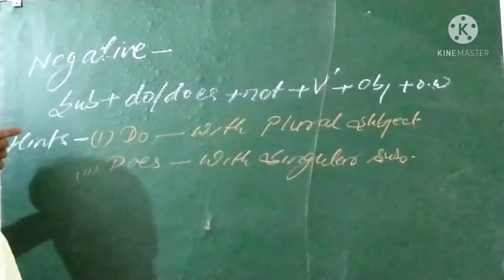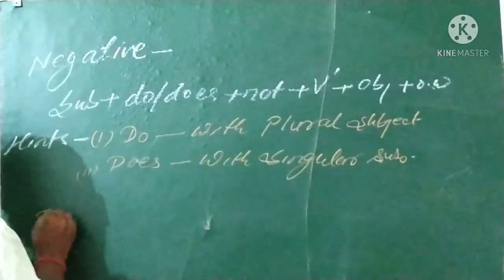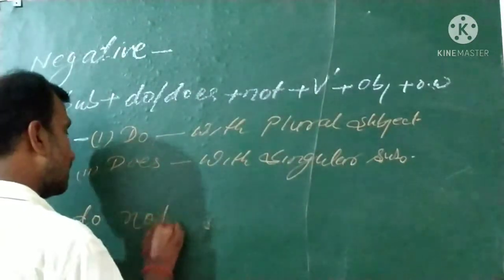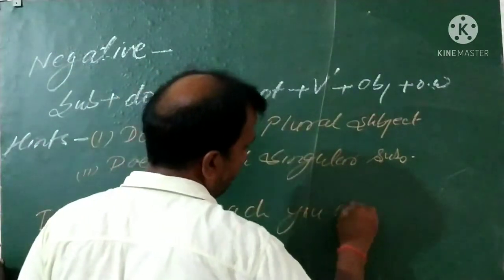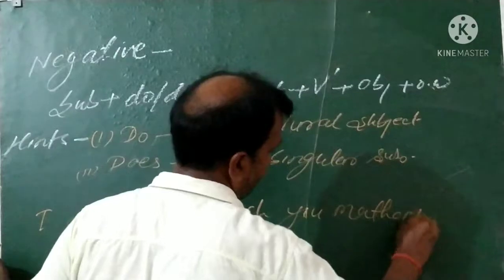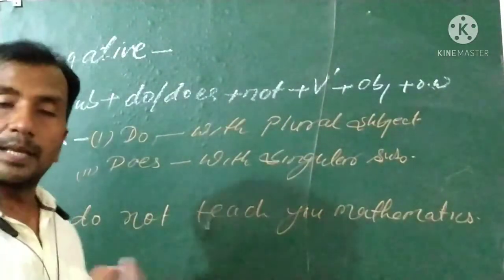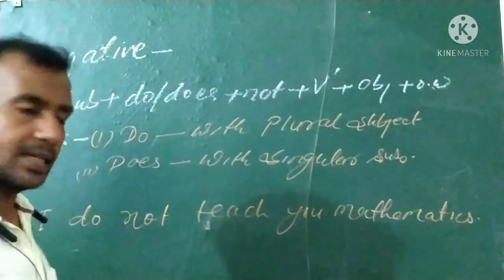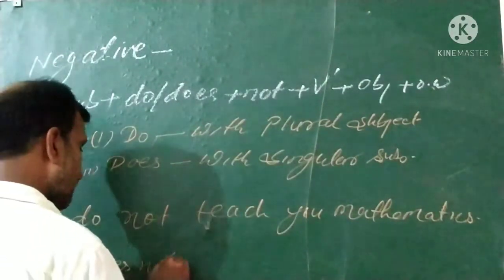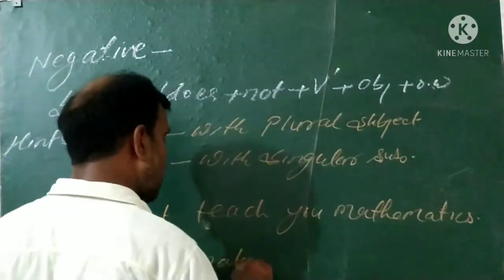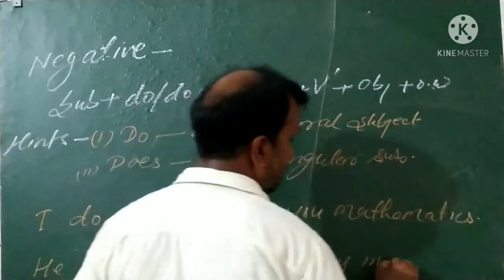For example, मैं आपको मैथ नहीं पढ़ाता हूं. I do not teach you mathematics. वह सभी मैच में सेंचुरी नहीं बनाता है. He doesn't make century in every match.